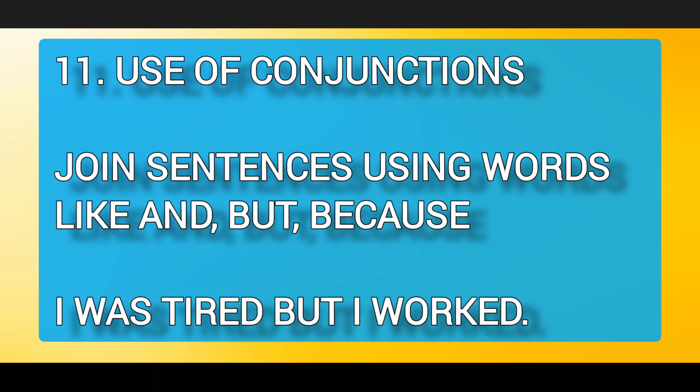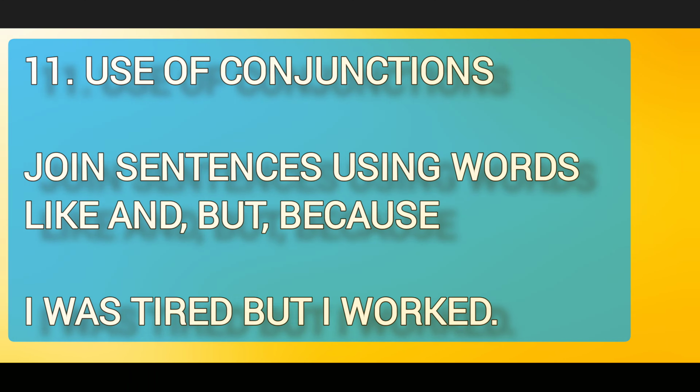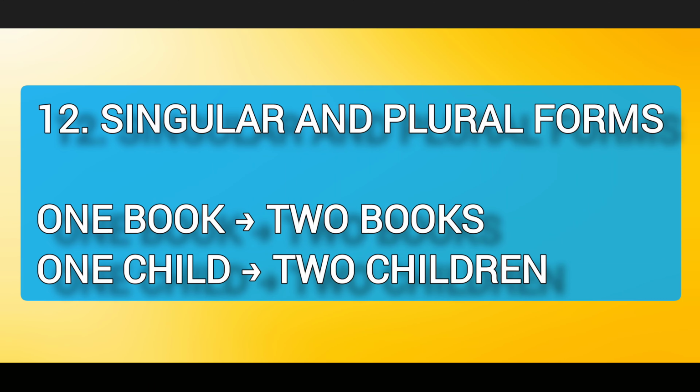And we have the next rule here. The next one here is singular and plural forms. One book, two books, like another example here, one child or two children. We use singular or plural forms in the sentence.